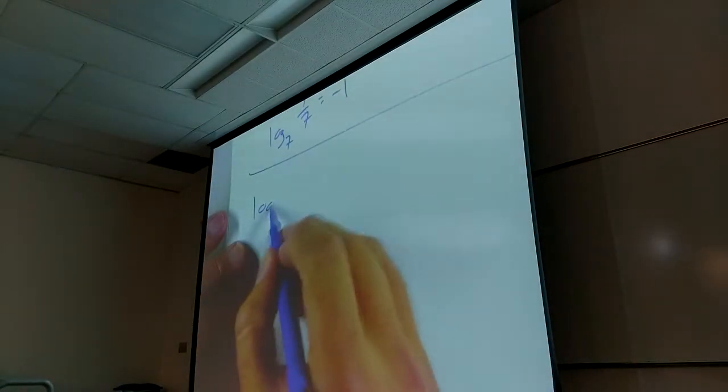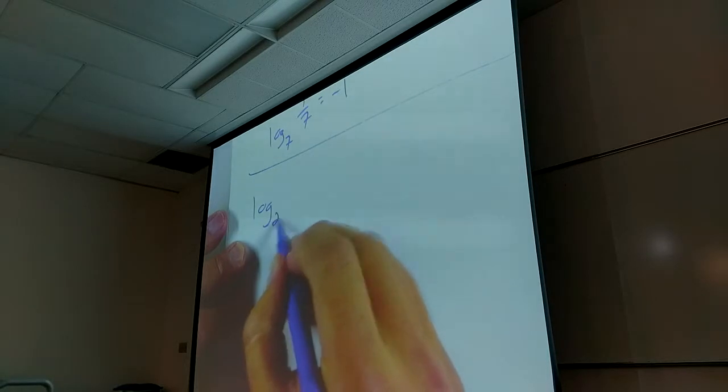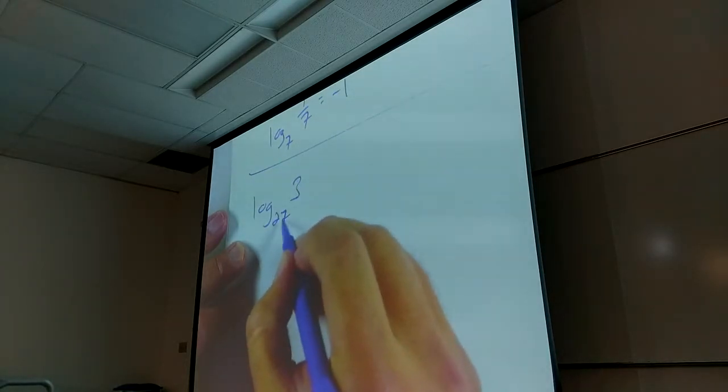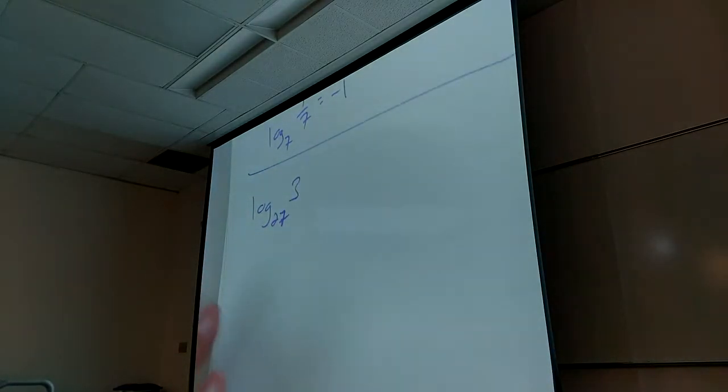What about log base 27 of 3? Don't say anything out loud for a second. Give people a chance to think. In fact, don't say anything out loud until I ask you to. Try to come up with an answer to this.